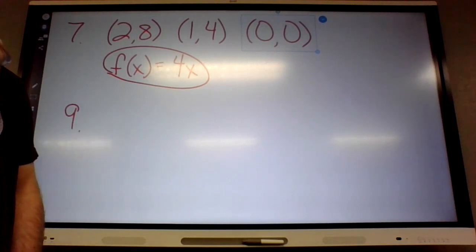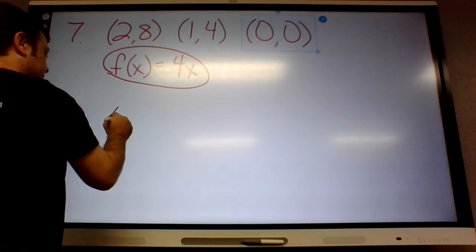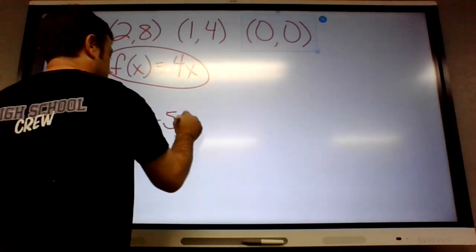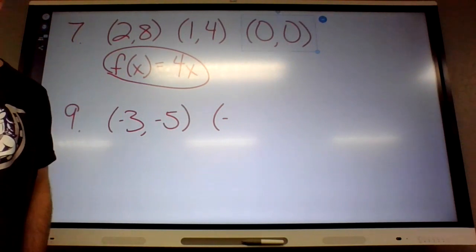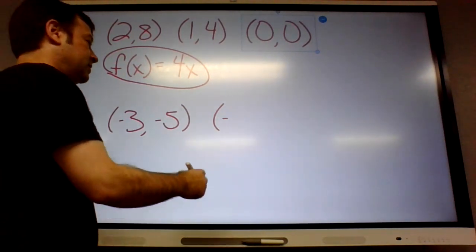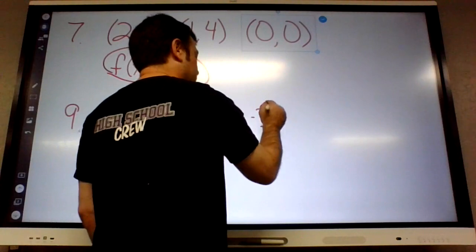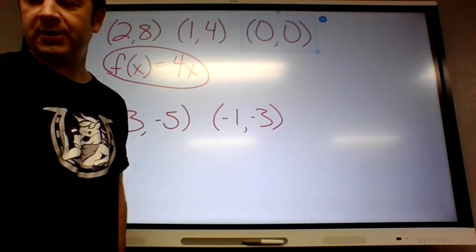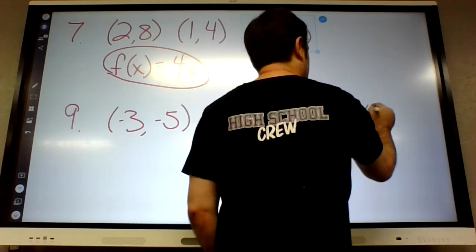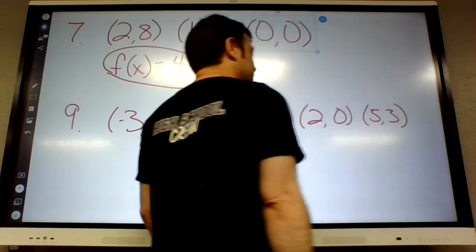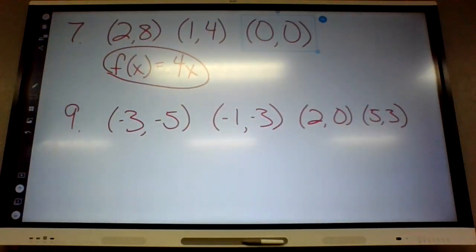Okay. Number 9, -3, -5, -1. Well, I'm writing down the negatives. Usually the positives are less confusing for people, but that's okay. 2, 0, 5, 3. I skipped the fraction. Fraction will just confuse us probably.